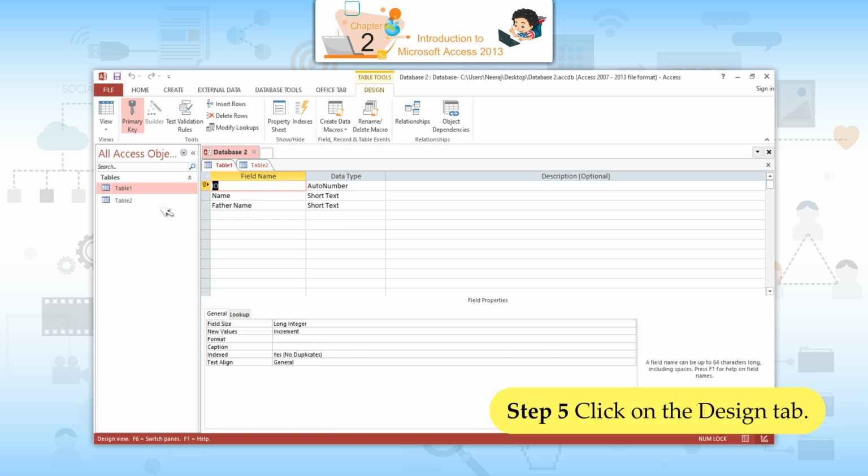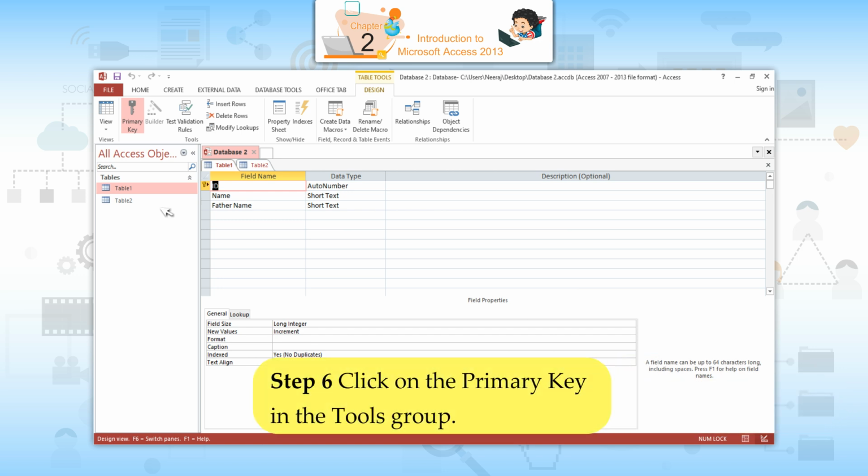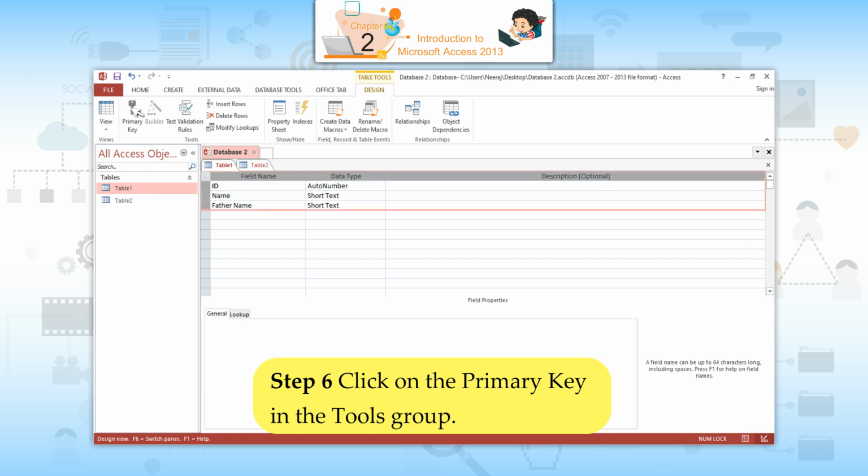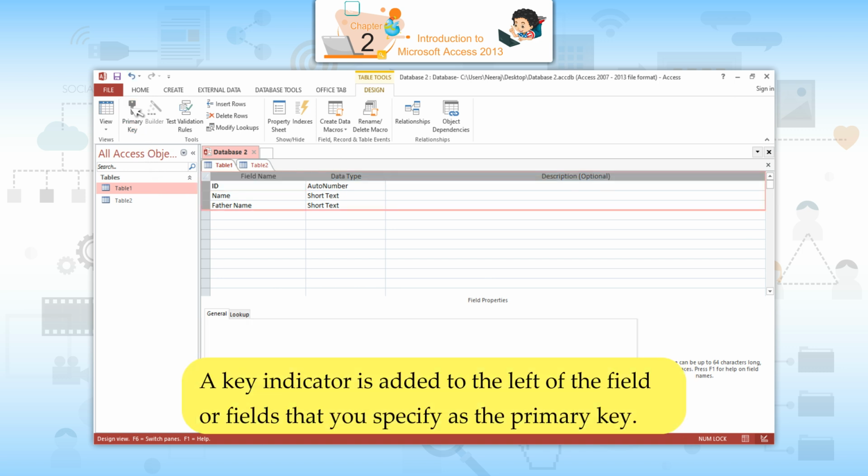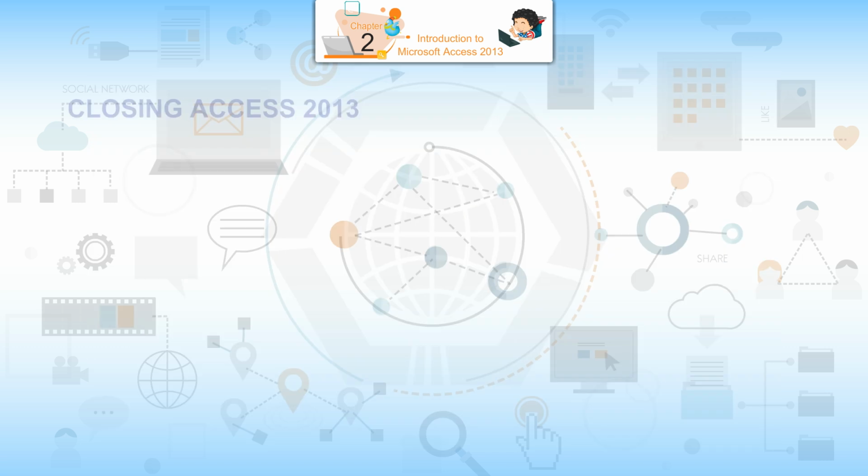To select one field, click the row selector for the field you want. To select more than one field, hold down Ctrl and then click the row selector for each field. Step 5. Click on the Design tab. Step 6. Click on the primary key in the Tools group. A key indicator is added to the left of the field or fields that you specify as the primary key.